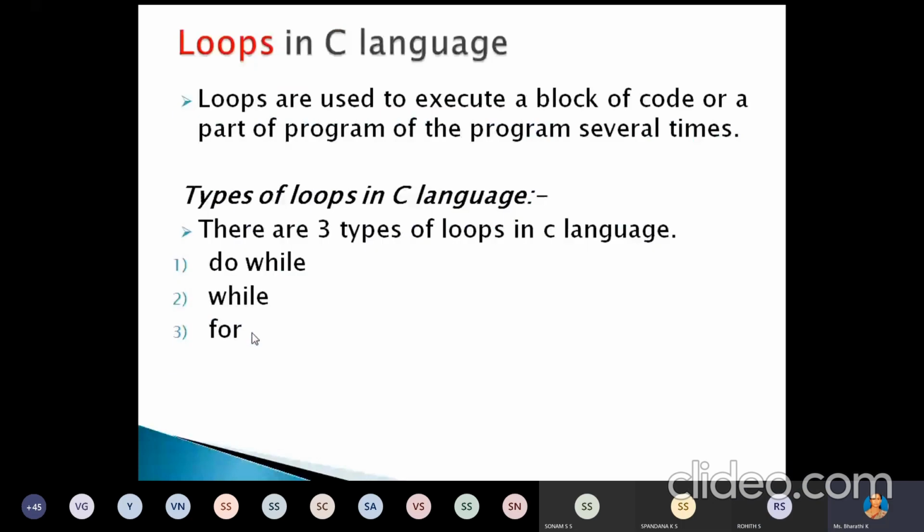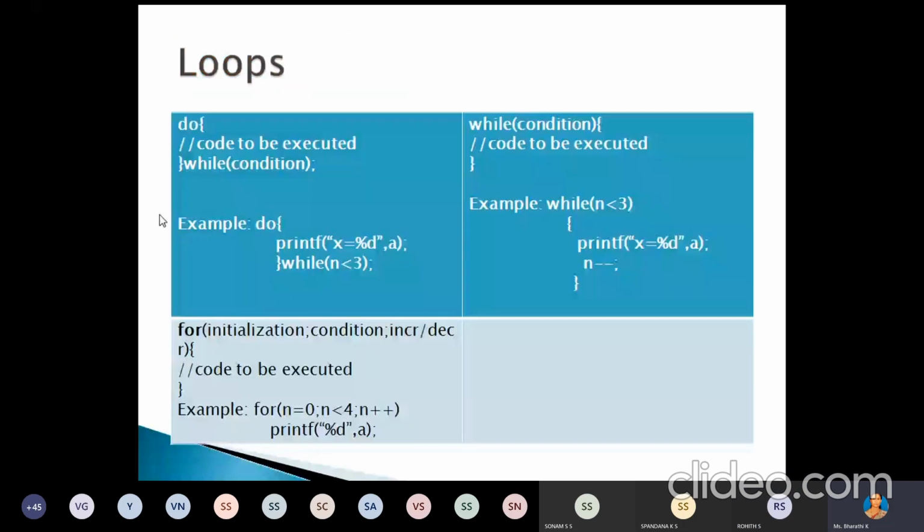First loop, that is do while loop. Syntax: first we have the keyword do, then flower bracket, then the source code or different statements, then close the flower bracket, then we write the condition along with the keyword while. Now, when can we go for the do while loop, any idea? Exit control loop. Yeah, what does it mean? When we need it to be executed at least once.